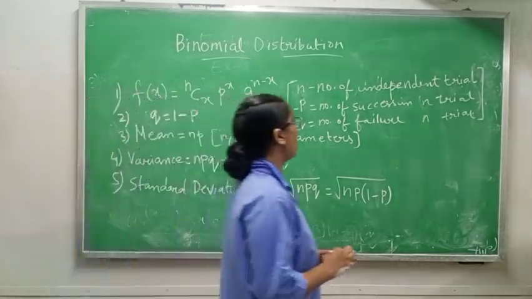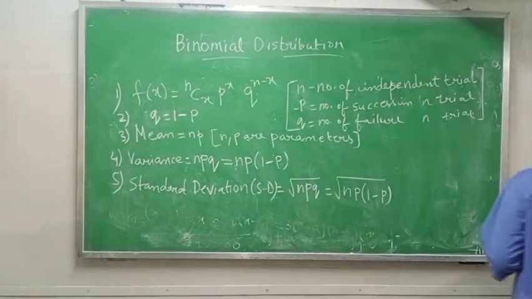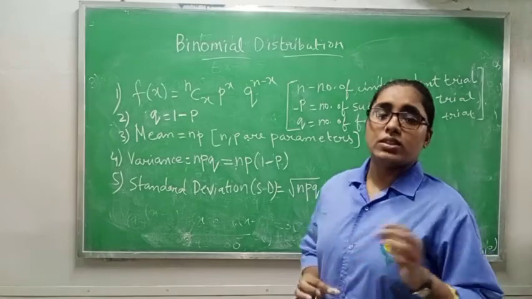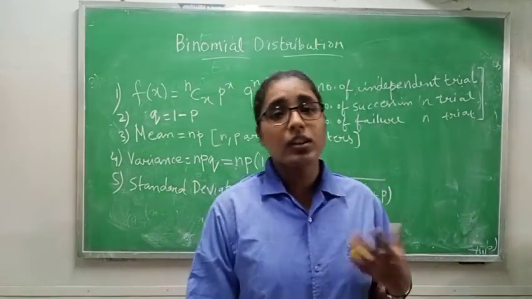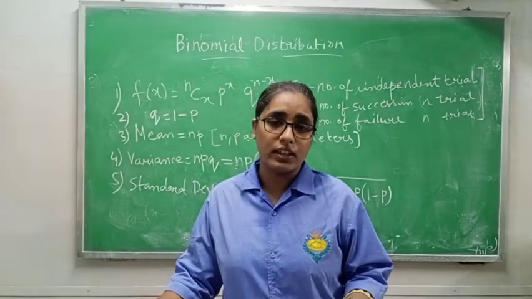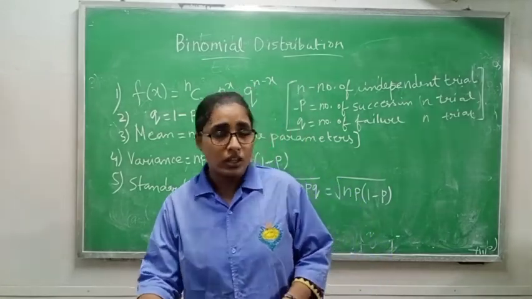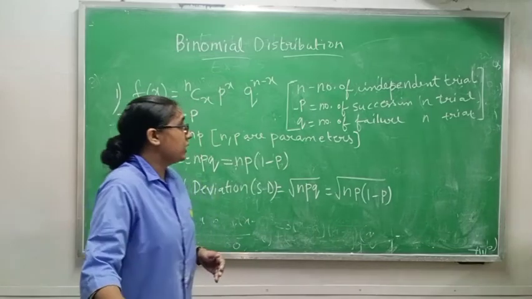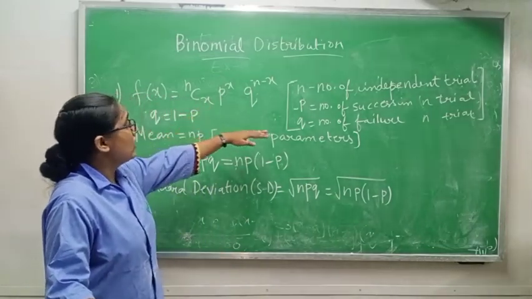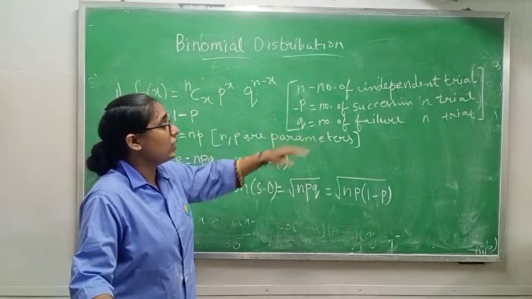Now n is the number of independent trials. Suppose that we are throwing one die, so it is n. N means number of trials, how many times we are trying. We are tossing 2 coins at a time, so this is a trial. So n is the number of independent trials.